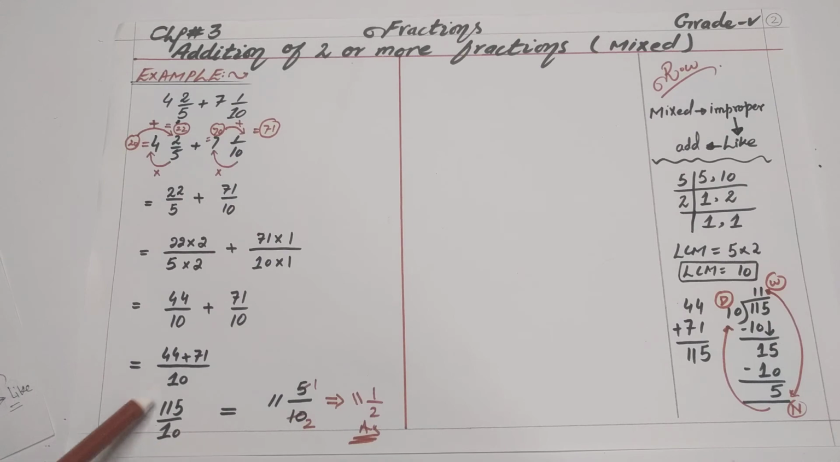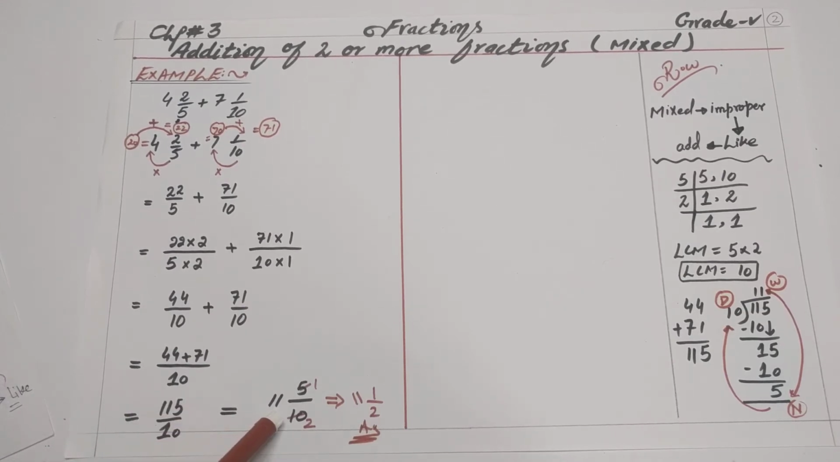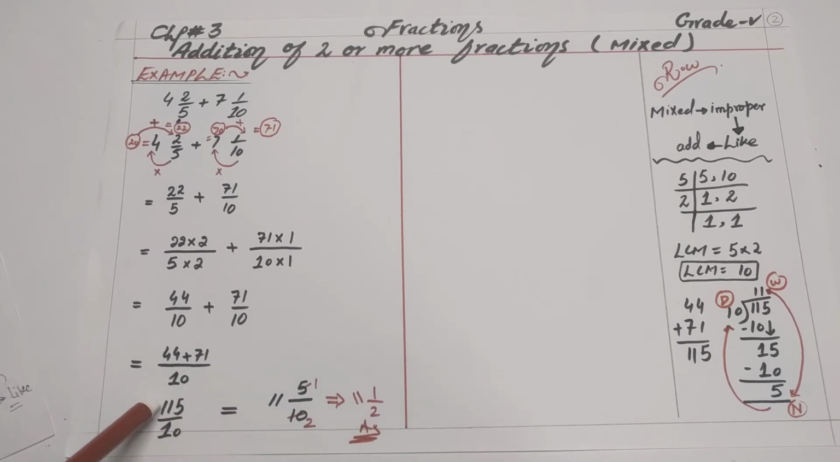After addition, when you get the answer, you again have two steps. If your answer is in improper fraction, you will write the answer in the mixed fraction. And if you are getting the answer in the proper fraction, then you will directly check whether your fraction is in the lowest form or not. If it's not in the lowest form, then reduce the fraction into lowest term.